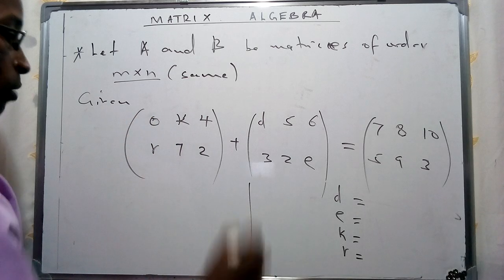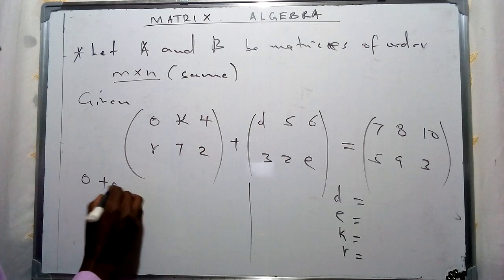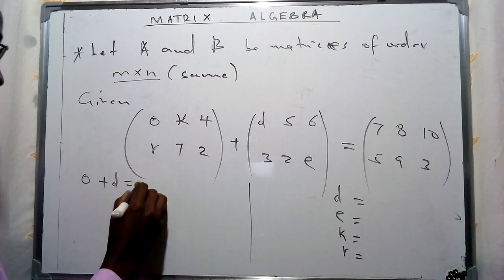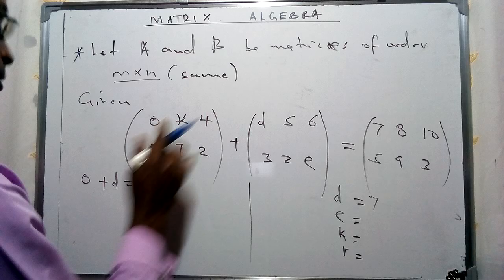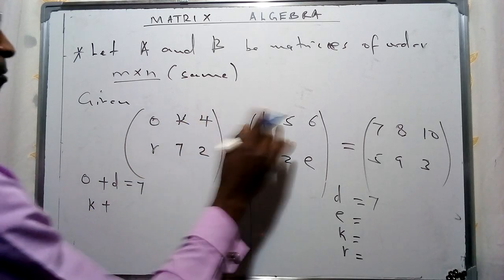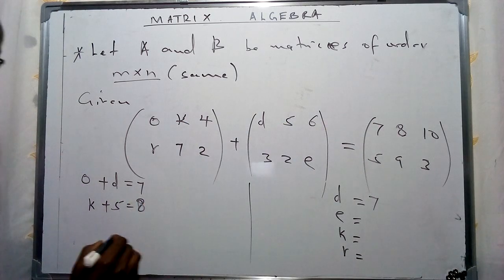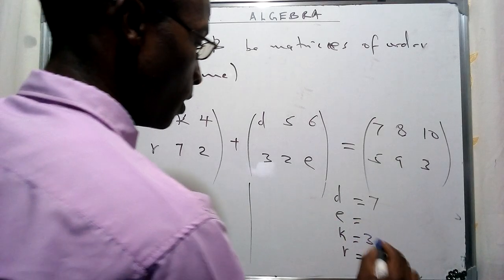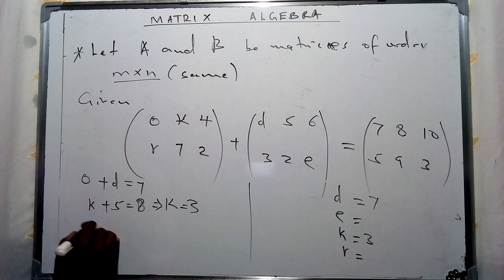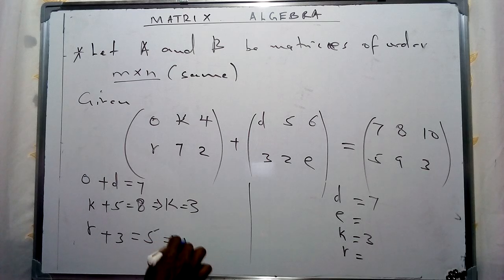So this implies that we're going to have the first entry of the first matrix, 0, plus the corresponding entry of the subsequent matrix, D, is equivalent to 7. So this implies that the value of D is equivalent to 7 given as such. And if we have K, we are going to take a corresponding entry for 5, which is equivalent to the specific part of the matrix given as 8. So this implies that K is equivalent to 3. So if we take the value for R plus the corresponding entry of 3, this is going to be equivalent to 5. So this implies that R is equivalent to 2.